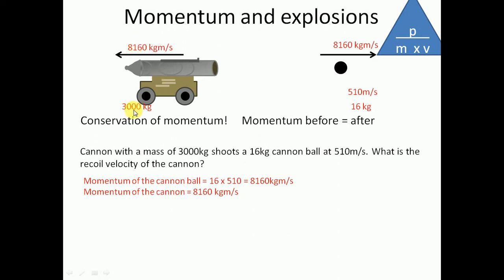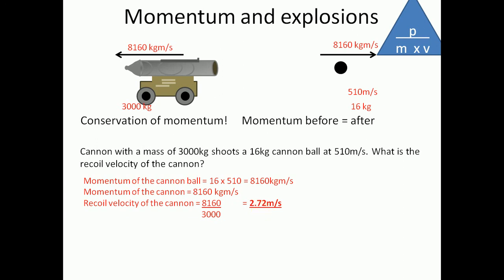So we go to the formula triangle and we put our cursor over the V, so you can see it is momentum divided by mass. Its momentum is 8,160 and its mass is 3,000. Put that into a calculator and the answer is 2.72 meters per second. And there's our answer. Okay, so let's look at another example then.